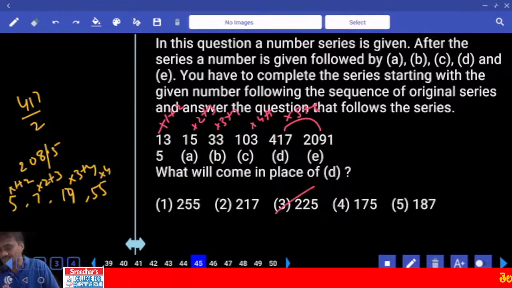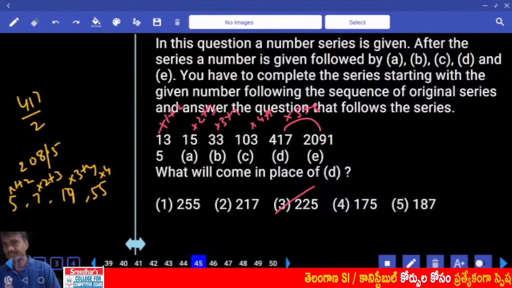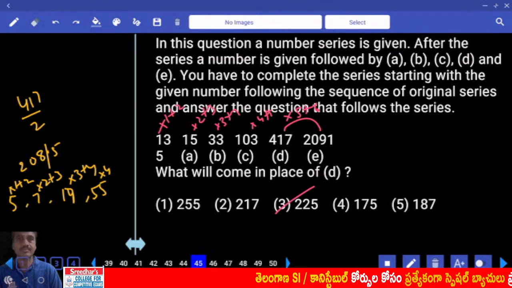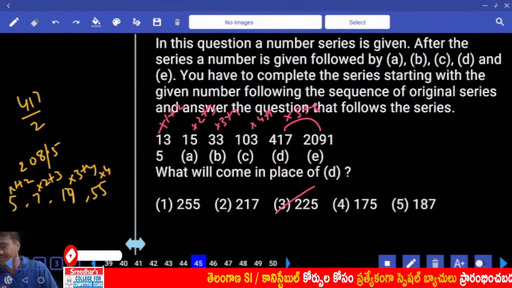Now this is about question number 45. Now in all the 5 questions we have come across, multiplying the number with 5. Done? Anything left over? Now this is about paper number 29.